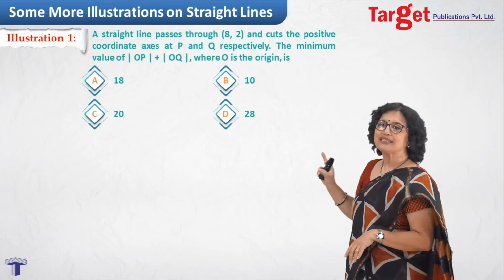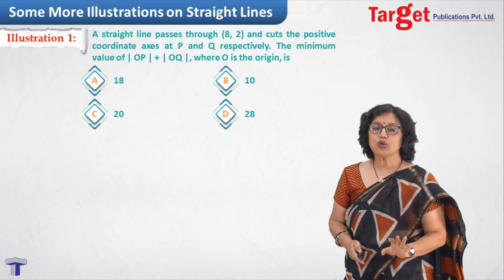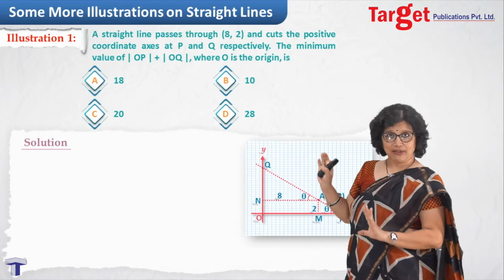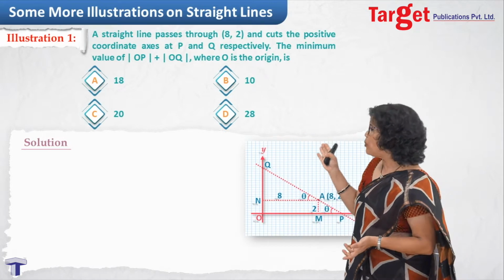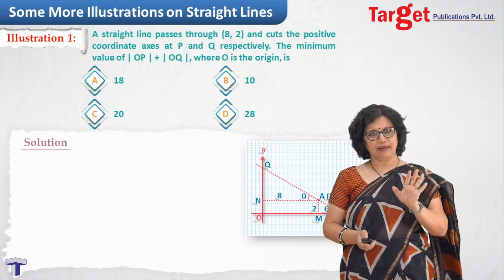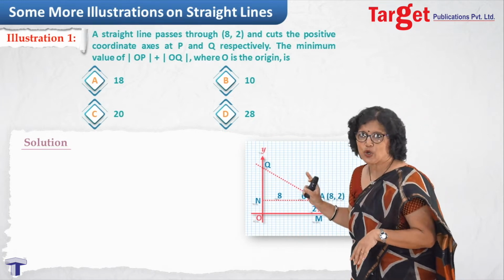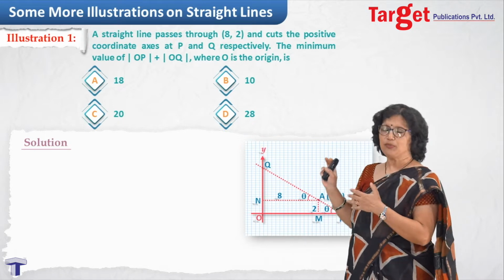Now, when I say a straight line passes through (8, 2) and no other information is given, I can actually draw infinitely many lines through (8, 2). So I draw the figure, some one line through (8, 2), and that point (8, 2) I have named as A. That line meets the coordinate axes at P and Q as given in the problem.